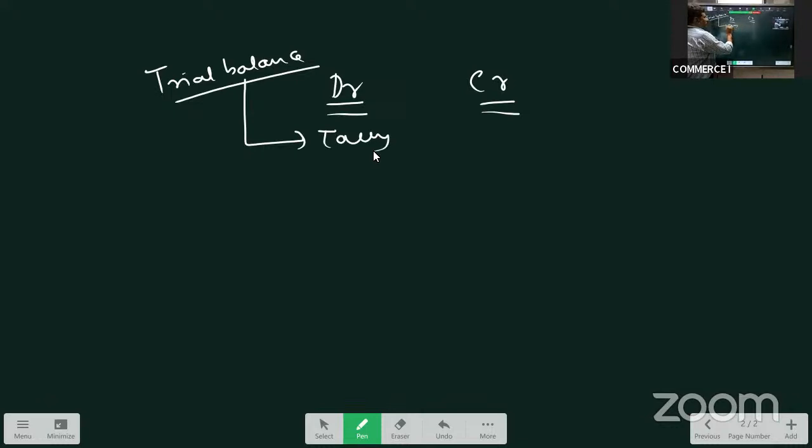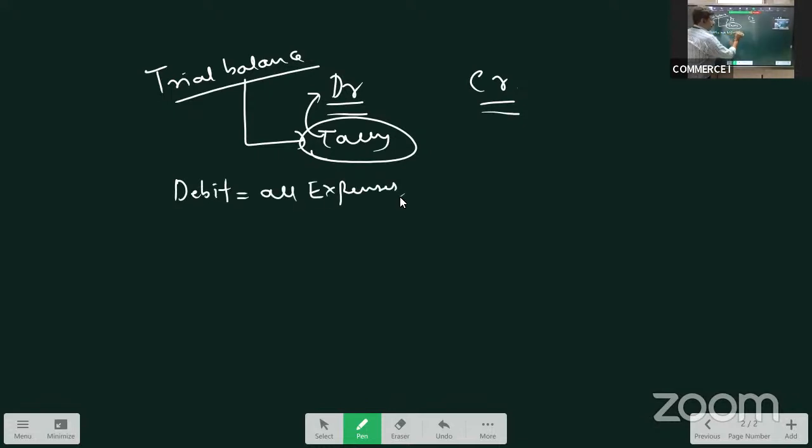Okay, because every time you are making an entry on debit side, you also have to make entry in some other account on credit side. So our trial balance will tally. As I said, trial balance is prepared basing on the principle of double entry book system. So what is the rule we follow? Simply follow this rule. Debit all expenses, all losses. When we are preparing trial balance, we apply this rule.